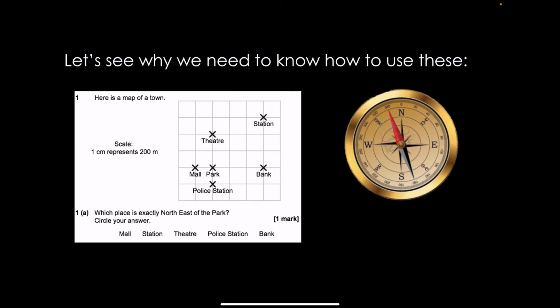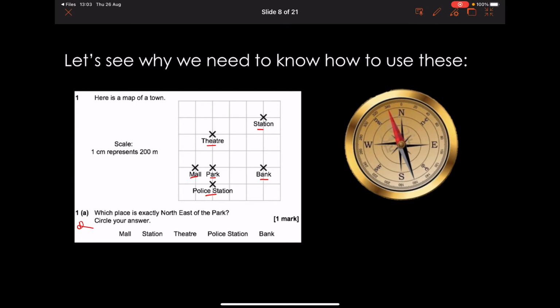Okay, so the first question here doesn't actually talk about scale drawing necessarily, but I thought it was quite a good one to put in. The first question says, which place is exactly northeast of the park? So you've been given a map and you've been given a scale. You don't need the scale for this first question, you'll need it for the next one. Okay, but I just wanted to ask this question. Your map has got a theatre, a station, a bank, a park, a mall, and a police station. And your question is saying, which place is exactly northeast of the park?